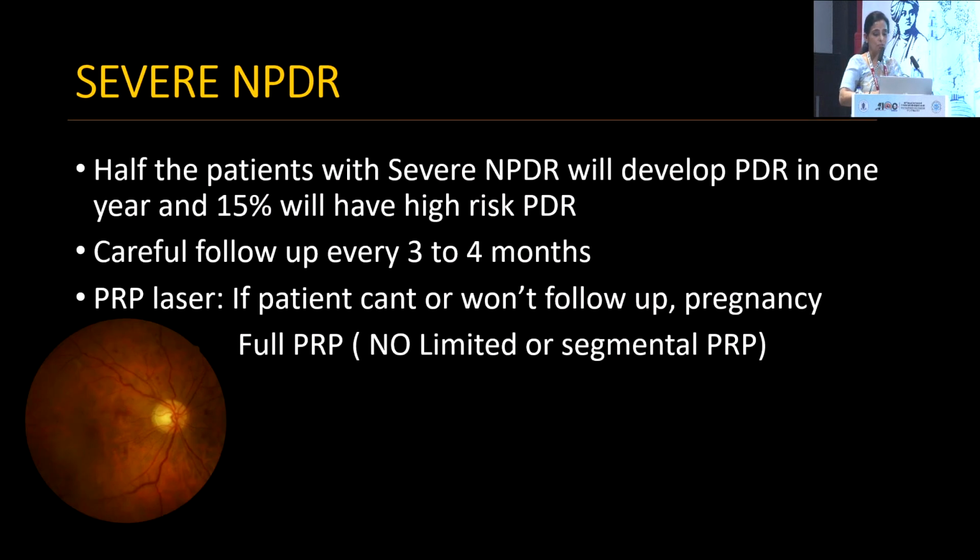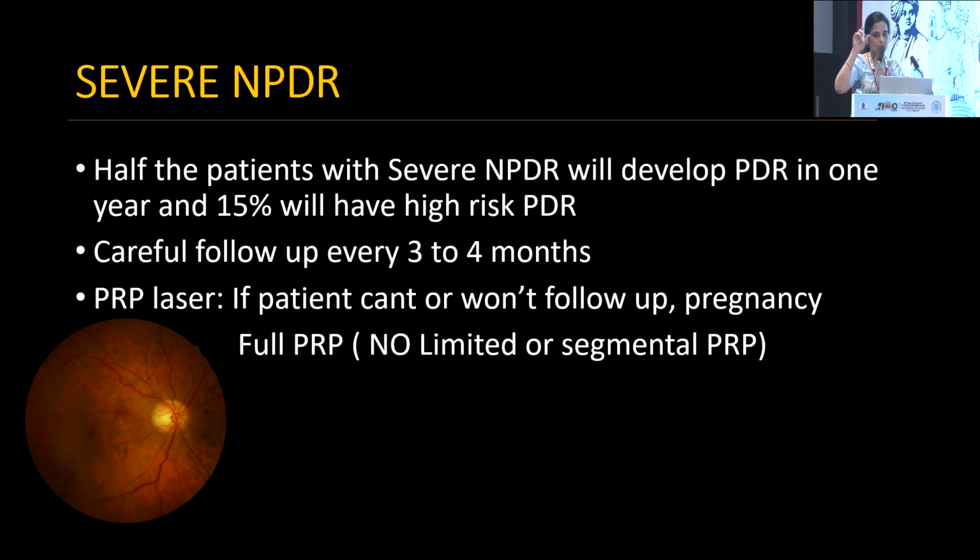Now, when you see a patient with a severe NPDR, you should examine him very, very carefully, because these patients will have a very high risk of developing PDR. Very careful follow-up of these patients every 3 to 4 months. You can also do a pan-retinal photocoagulation for these patients, especially if you feel they are not going to follow up. And when you do a pan-retinal photocoagulation, it has to be a full PRP.